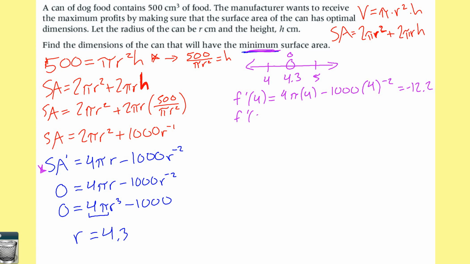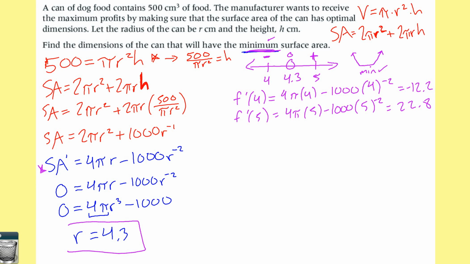We find the derivative at 5. So 4 pi times 5 minus 1,000 times 5 to the negative 2. We plug that in and we get 22.8. So that's a negative slope at 4 and a positive slope at 5. So we're going down, 0, up. That's what that's telling us. So it's a minimum, and that's what we wanted. We got our minimum surface area. So the best dimension is when the radius is 4.3.